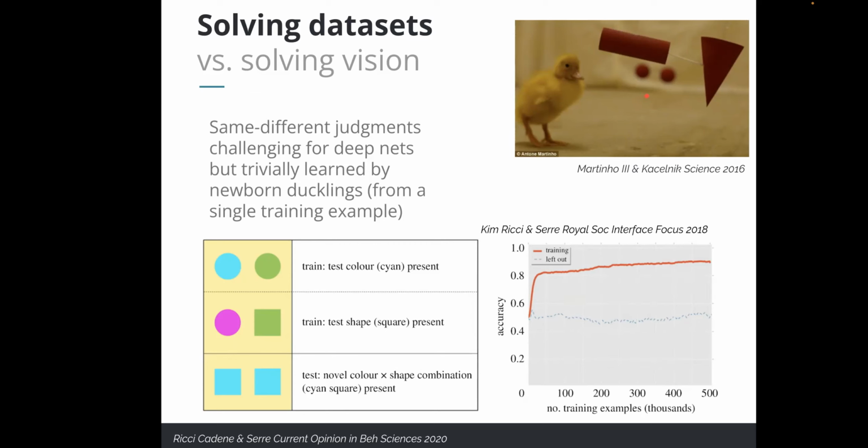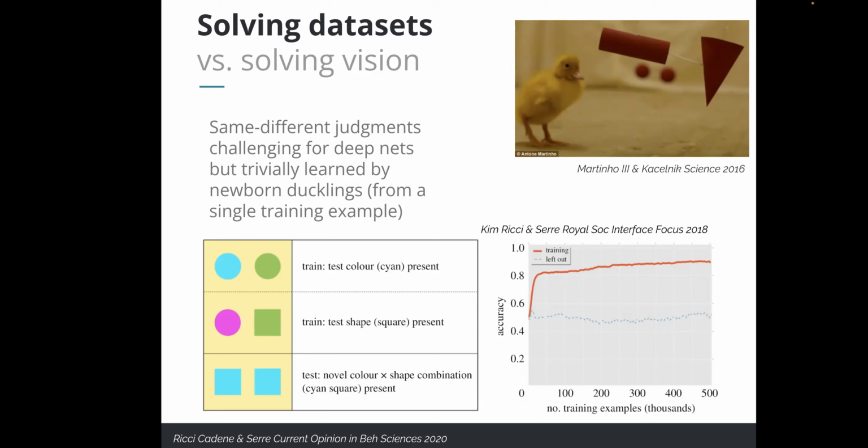And what they showed is that the duckling could, from a single training example, right? We're not talking about the hundreds of thousands of training examples here, but from a single training example, the duckling was able to generalize beyond color or shape. So that's orders and orders of magnitude better than almost anything you could get from modern day deep neural networks.